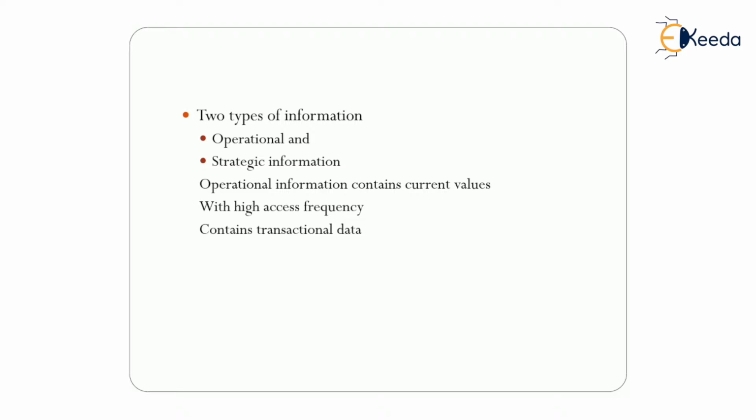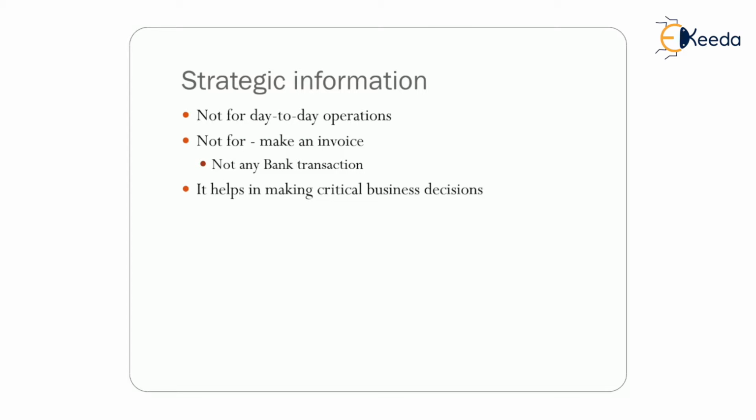Whereas the strategic information is not dealing with the current values, it is related to the historic data or the data stored over a periodic time. So not for day to day operations. The strategic information is not for making an invoice or it is not for making a bank transaction. Strategic information helps in making critical business decisions.